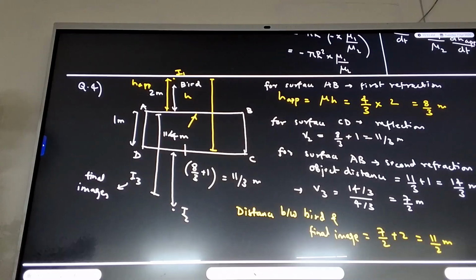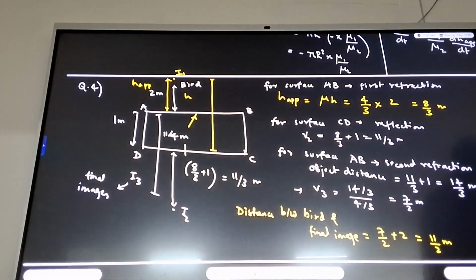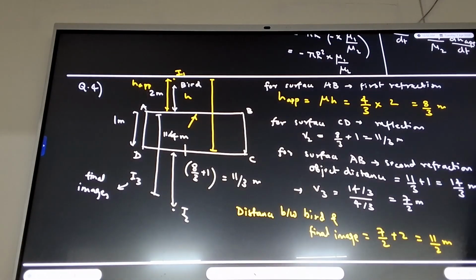Good. If you are done with this, then tell me. I will start with a new topic. Shift due to glass slab. Did you get it? You have to retry it again by yourself, and only then will you get it.